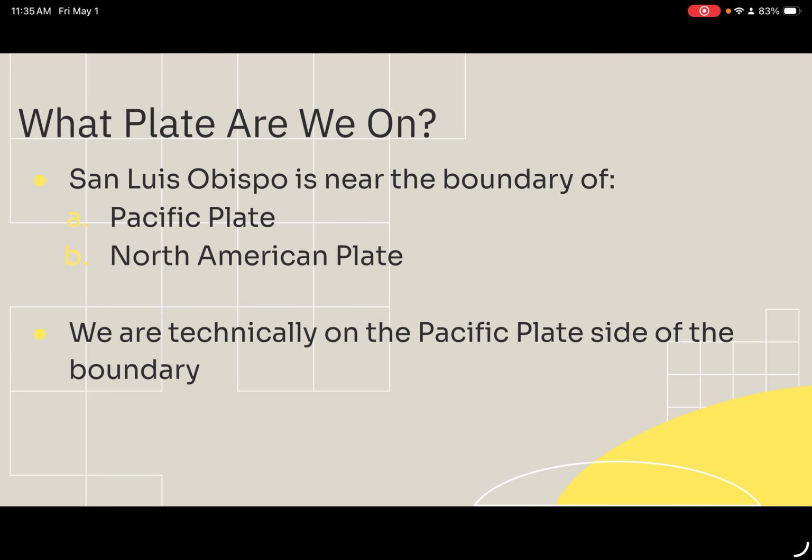All right. So San Luis Obispo sits very close to the boundary between two major tectonic plates, and these plates are the Pacific Plate and the North American Plate. And the Pacific Plate is moving northwest, while the North American Plate is moving a little more slowly. So because of this, California is very geologically active, and that just means we have a lot of earthquakes in California. And then SLO technically is on the Pacific Plate side.